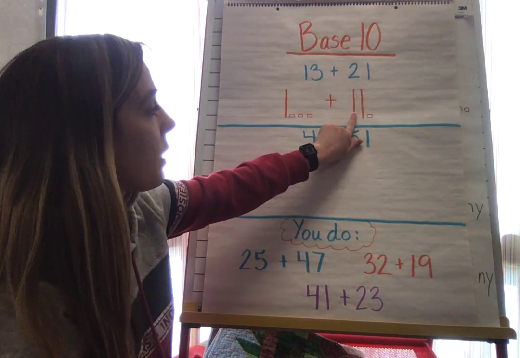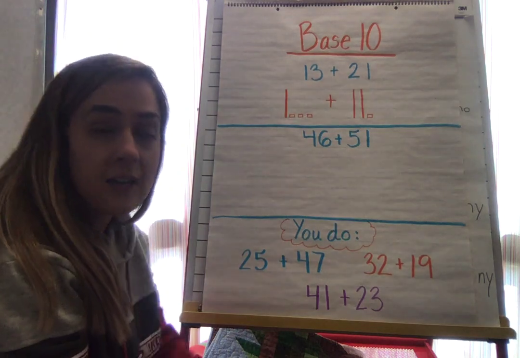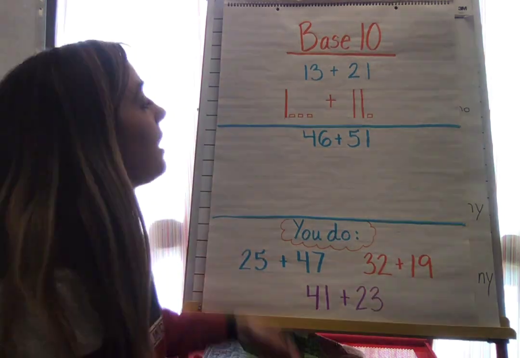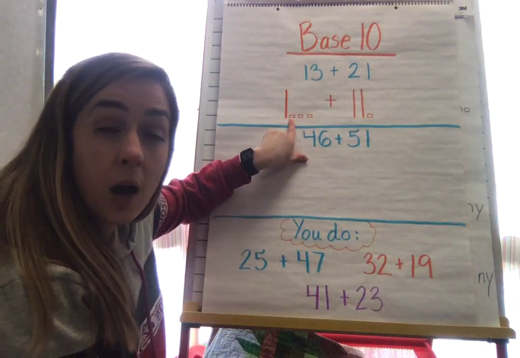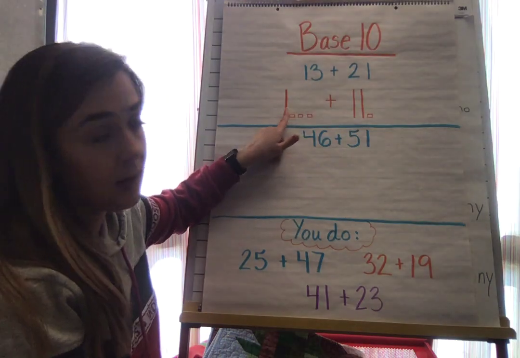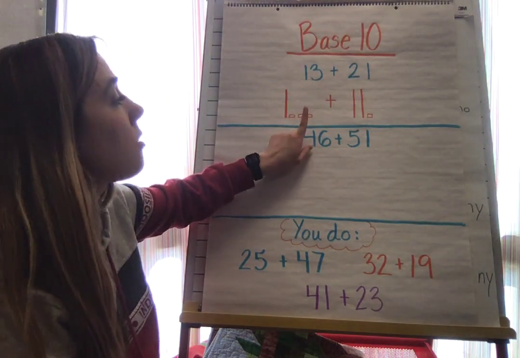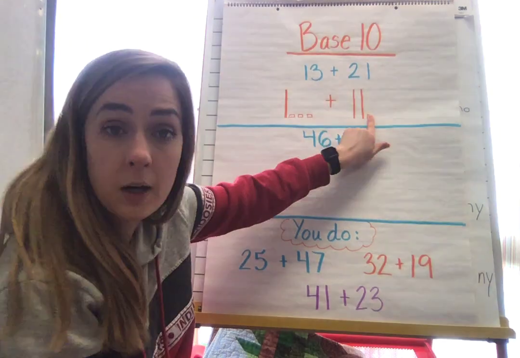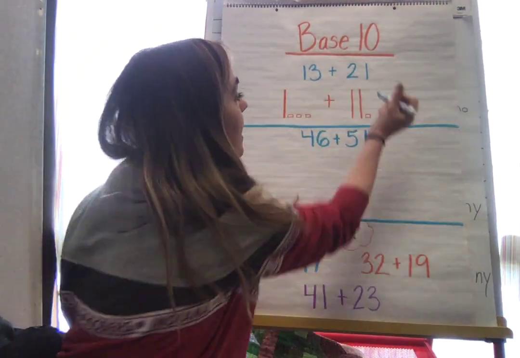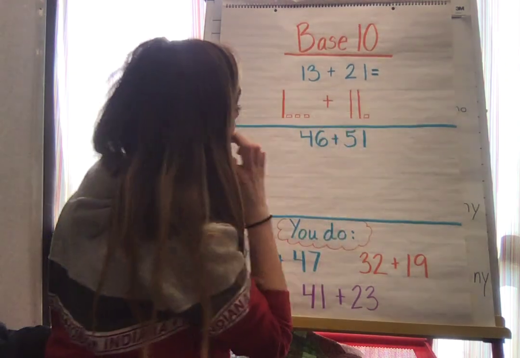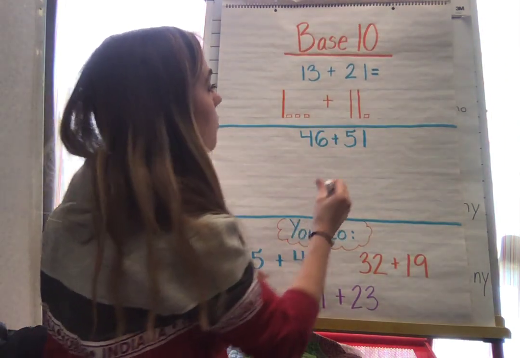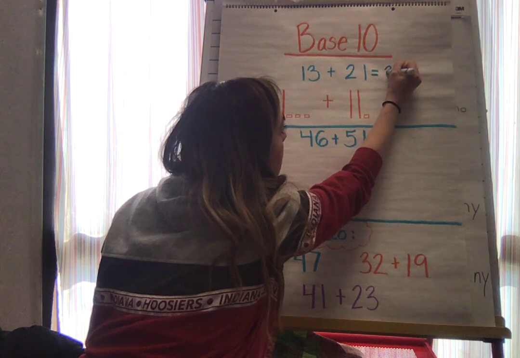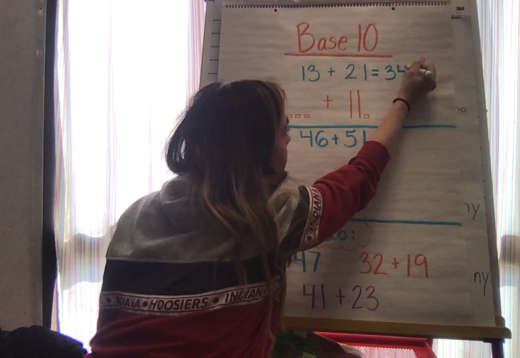10, 20, 30. Okay, so I'm going to hold 30 in my head, and now I'm going to count on by ones. Count with me. 31, 32, 33, 34. So now I can go back up and I can say 13 plus 21 equals 34.